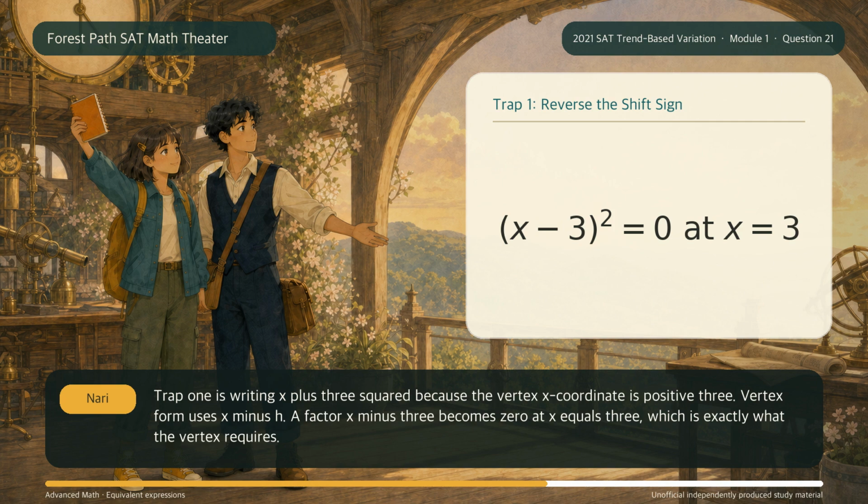Trap 1 is writing x plus 3 squared because the vertex x-coordinate is positive 3. Vertex form uses x minus h. A factor x minus 3 becomes 0 at x equals 3, which is exactly what the vertex requires.